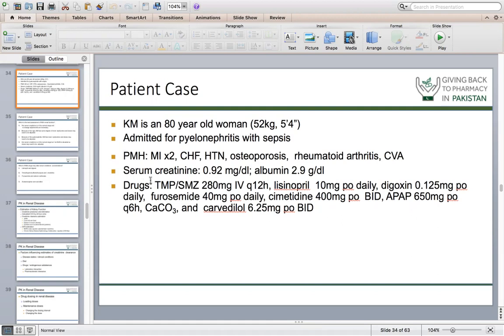Her labs are these. Her serum creatinine is 0.2 milligram per deciliter. Her albumin is 2.9 gram per deciliter. She's on these drugs: trimethoprim sulfa, lisinopril, digoxin, furosemide, cimetidine, Tylenol, calcium carbonate, and carvedilol. Pretty much a complex drug regimen.